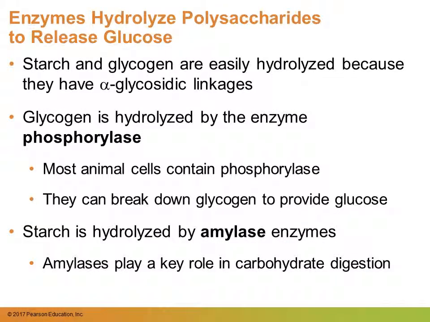Okay, so what are some important enzymes that hydrolyze polysaccharides to release glucose? So let's go back and take a look at the word hydrolyze. What does hydrolyze mean? It means to break down, and in this case we're breaking down polysaccharides, a long chain of glucoses chained together with glycosidic linkages. So this is done through hydrolysis. So what are some of the enzymes to do that? One important enzyme is phosphorylase. Phosphorylase is the enzyme that hydrolyzes glycogen. So this is what breaks those glycosidic linkages.